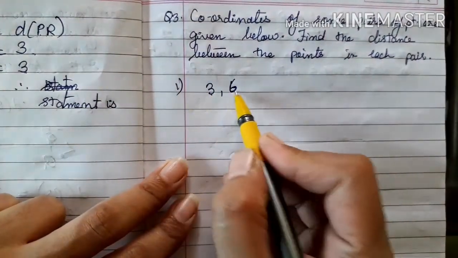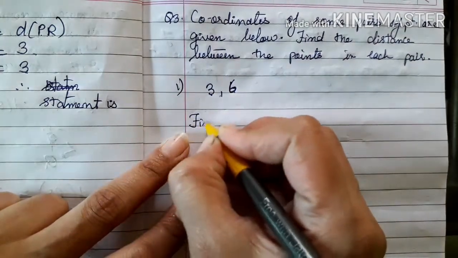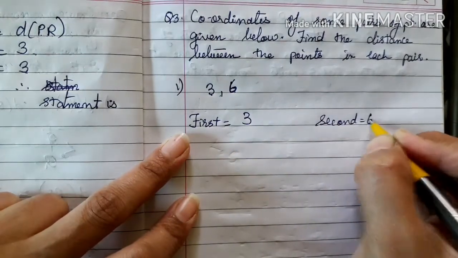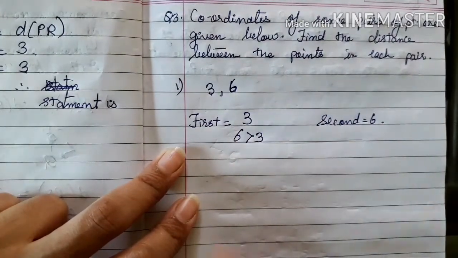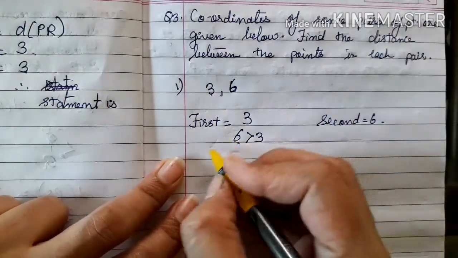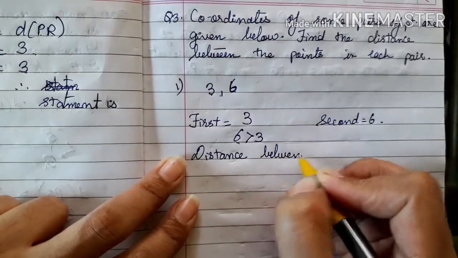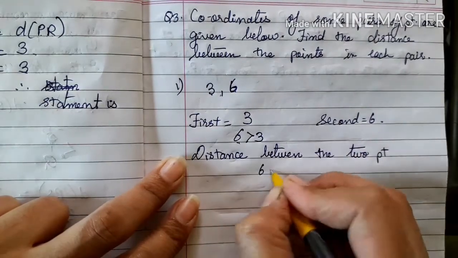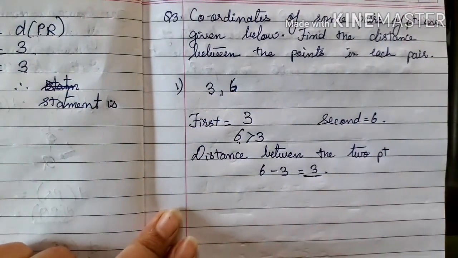So, the first question is 3 and 6. We have to find the distance between the 2 points. So, the first coordinate is 3 and the second coordinate is 6. So which number is greater? Obviously 6 is greater than 3. From the number line we have taken this. Got it? 6 is greater than 3 according to the number line. So the distance between the 2 points is supposed to be 6 minus 3, that is 3. The answer is 3. Hope you understood.